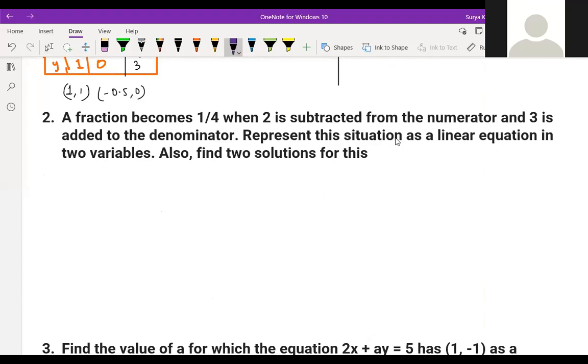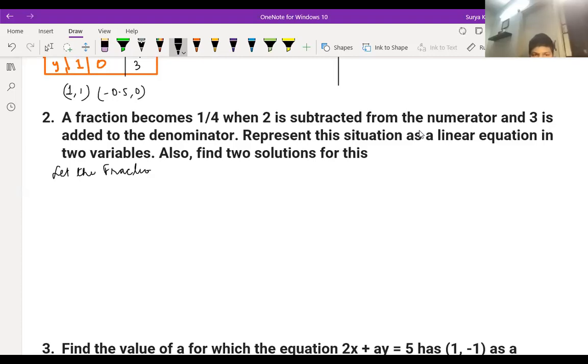First tell me what would be the equation, how to form the equation. Sir, I got the equation. Sir, x minus 2 by y plus 3 is equal to 1 by 4. Why x minus 2? Sir, I wrote the numerator as x and the denominator as y. So you should write here, let the fraction be x by y.